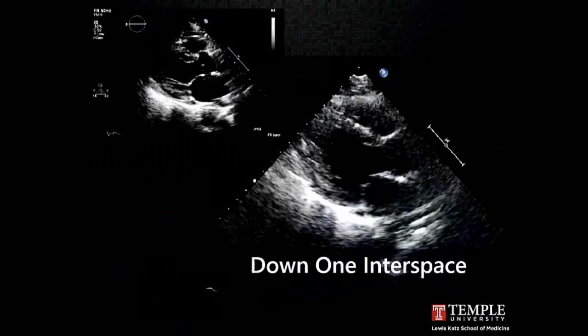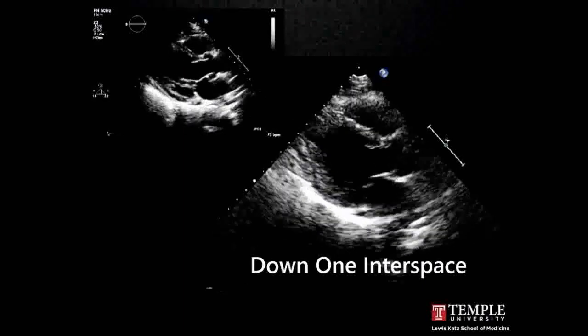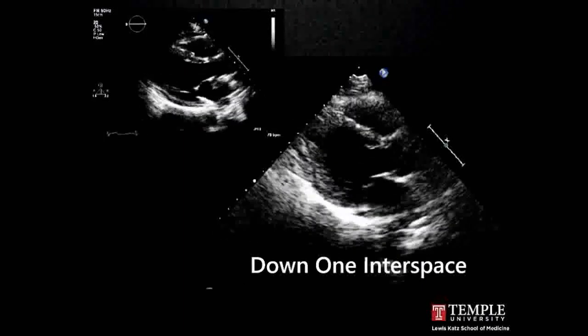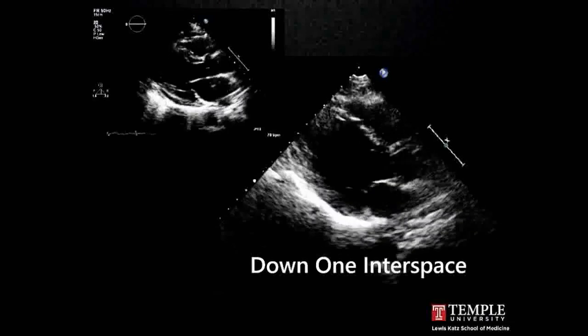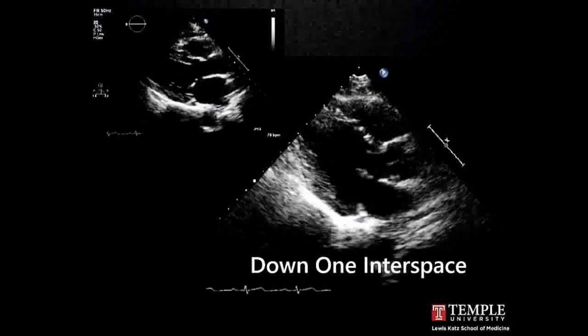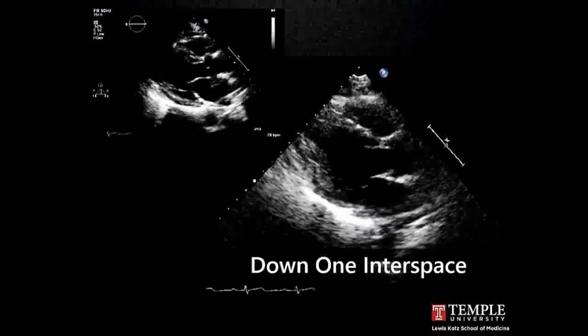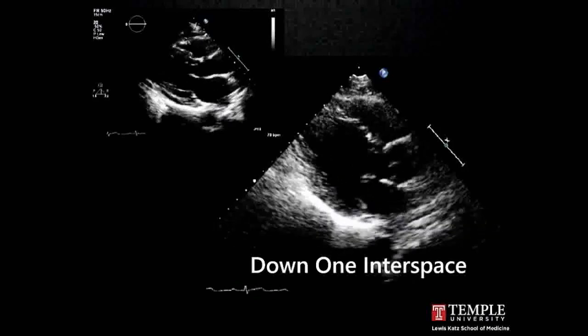Also, positioning. No one echocardiogram is the same as the other. The image that I showed you initially, the on-axis image, is in the upper left, and the image down one interspace is on the right. So you can appreciate now the long axis of the ventricle is much more vertical.